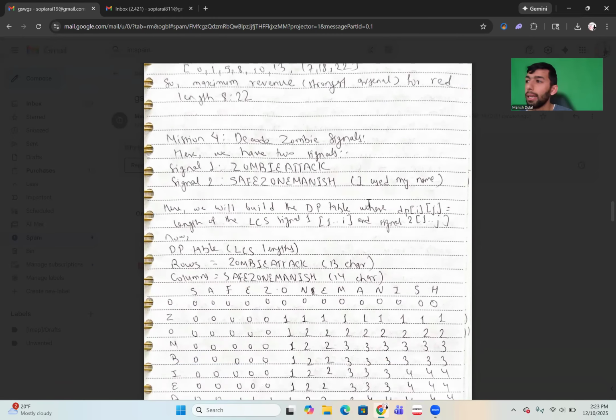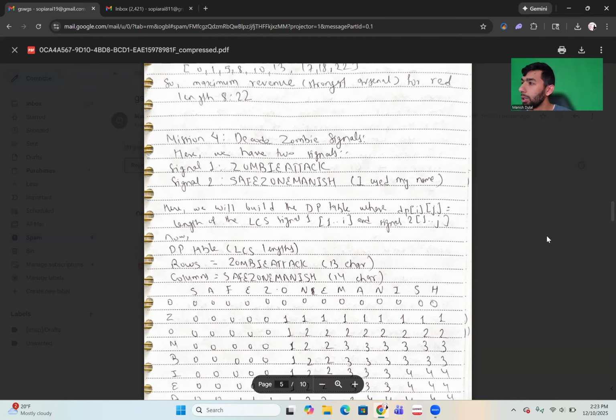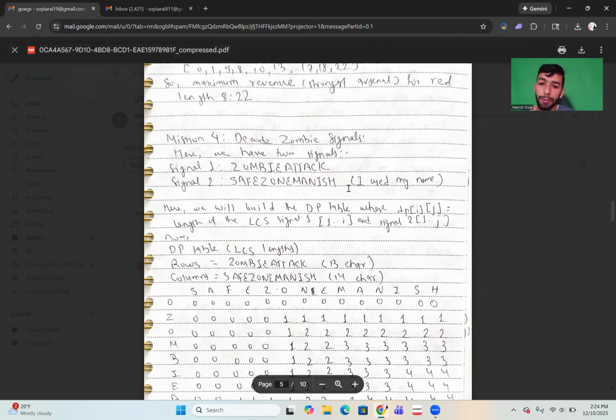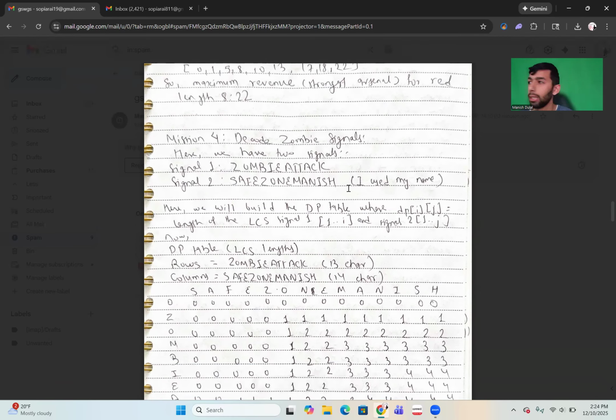And for mission 4, which would be decode zombie signals, this one was kind of hard, at least for me. So let me show you. Decode zombie signal. So we have zombie attack, and the question says safe zone and your first name, but I think the question was asking me to put our first name, so I just put safe zone Manish. I don't know if that's even right or wrong, but that's what I did.